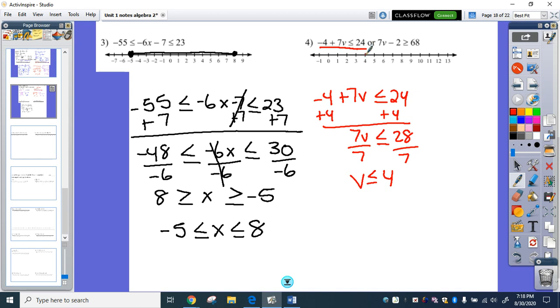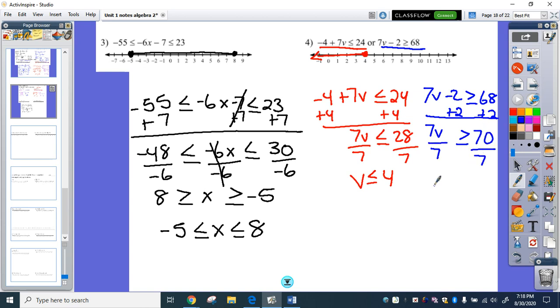So we can graph less than or equal to is closed. Less than is left. We'll change colors. Let's do blue. So now we have 7v minus 2 is greater than or equal to 68. We'll add 2 to both sides. That leaves us 7v is greater than or equal to 70. Divide both sides by 7. And we've got v is greater than or equal to 10. So greater than or equal to, closed circle, shade to the right for greater than.